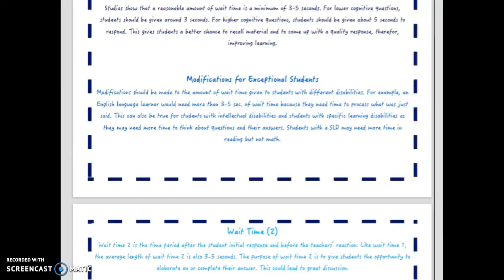This can also be true for students with intellectual disabilities, students with specific learning disabilities, and all kinds of other disabilities too. These students may need more time to think about the questions and their answers. Another thing I thought of was that students with specific learning disabilities may need more time, say if they have a specific learning disability in reading. So they may need more wait time given in reading, but maybe they're fine in math and work at a general education level on their grade level. And so maybe they don't need as much wait time in math. So it kind of depends on the student and it depends on the disability.